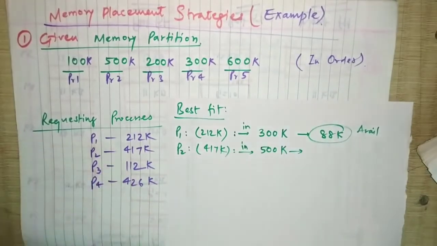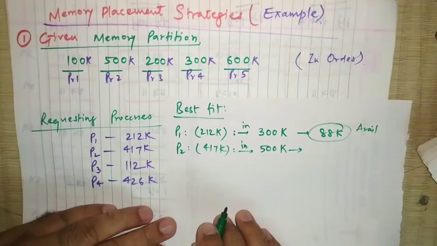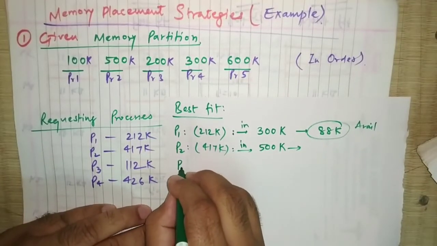So what will be the remaining one? Some amount of memory will remain. We'll calculate it later. So this is done. Now come to P3.